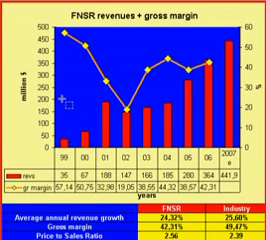What about revenues? Here we have the historical revenue graph. There's no stable growth, but growth. Average annual revenue growth was 24% for FNSR, but the industry average was a bit higher, 25.6%.